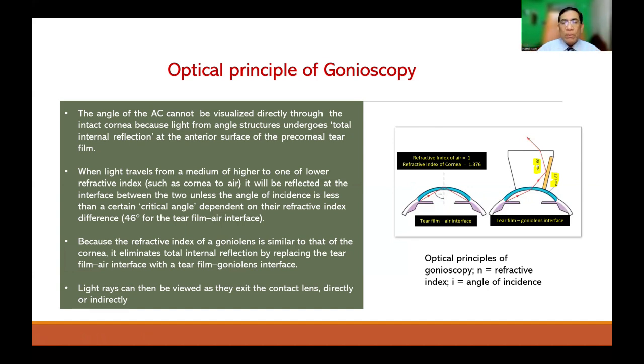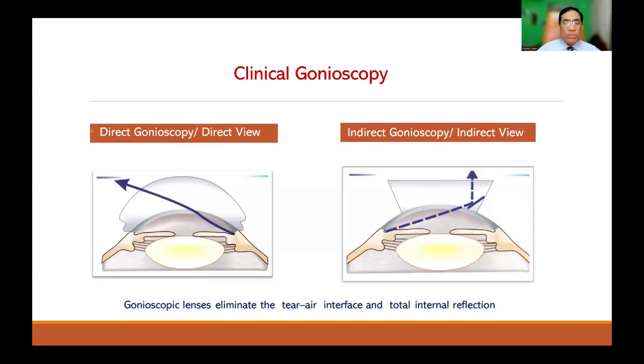So this is the optical principle of gonioscopy, and I think it's one of the questions given in the FCPS Part 2 examination. You have to write and draw the picture to explain the optical principle of gonioscopy. With this principle, we can have two kinds of lenses: one is the direct lens and the other is the indirect lens, the indirect mirror.